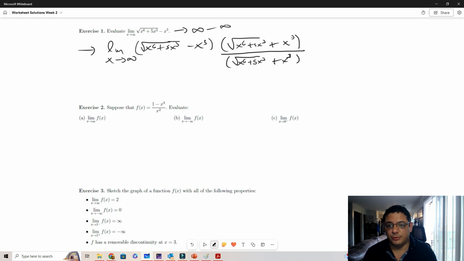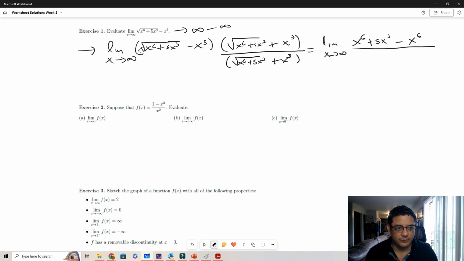But by the effects, remember this is a difference of the squares on the top. So this is going to transform into the limit when x goes to infinity, and the roots are going to cancel. And now I'm going to have x to the 6 plus 5x to the 3 minus x to the 3 squared, which is x to the 6. So this is going to transform into this, and below I'm going to keep what I have.